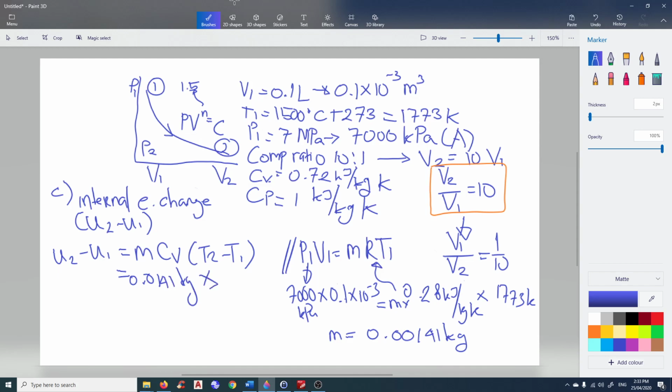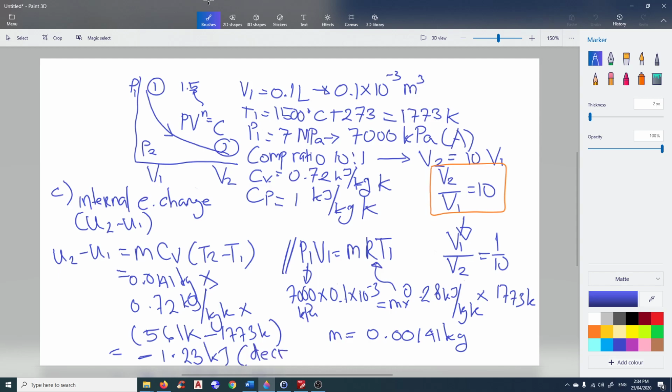So CV is 0.72 kilojoule per kilogram Kelvin multiplied by T2 minus T1, which is 561 Kelvin minus 1773 Kelvin. So the result here is actually a negative 1.23 kilojoule, which means negative is a decrease in internal energy.